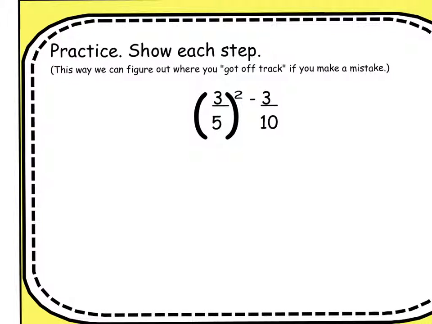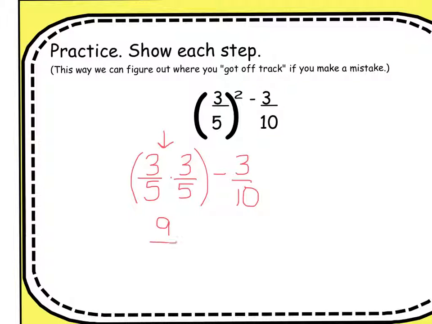On this next one, you'll notice that we are squaring a fraction. I want you to stop and think about what squaring a number means, and it means to multiply by itself. So essentially what this means is we're multiplying 3/5 times 3/5, and whatever we get for our answer, we're subtracting 3/10. So when we multiply this fraction, top times top gives us 9, bottom times bottom gives us 25, then we subtract 3/10. But what we don't have is a common denominator.